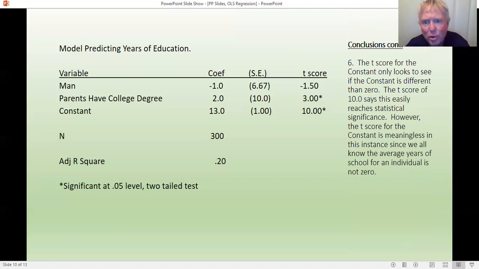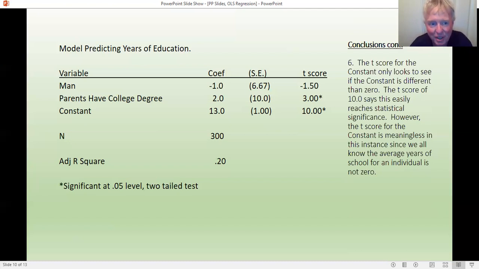Another conclusion, the t-score for the constant. See, the constant has a t-score there of 10. It's a pretty large t-score. So it's significant, and we see that it's significant. What does that mean? The t-score for the constant only looks to see if the constant is different than 0. So our constant is clearly different than 0. We start at 13 and then work from there. 13 is a long way from 0, hence the huge t-score of 10.